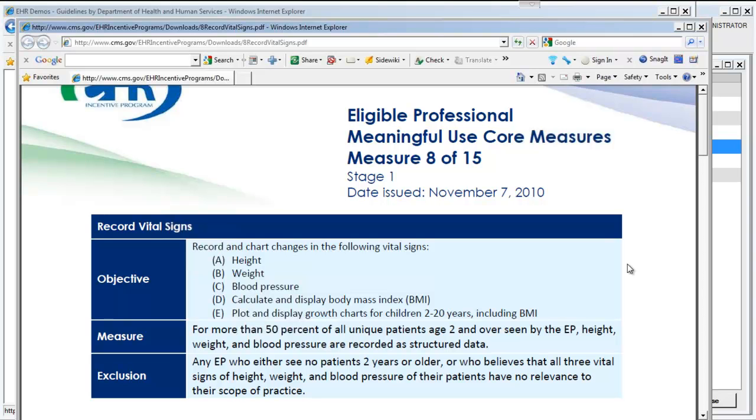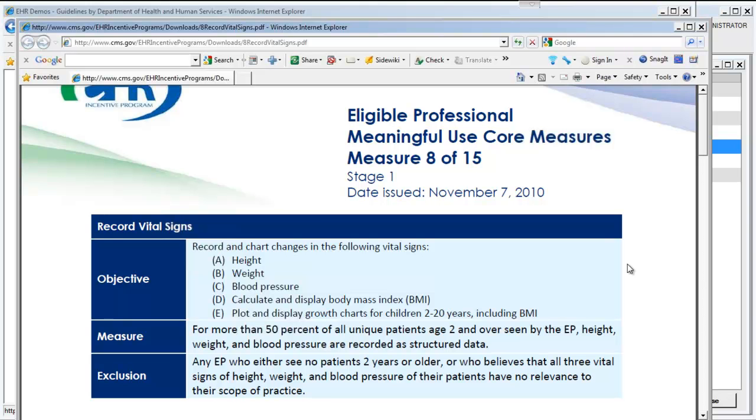This measure documents all 5 of these requirements, and they must be met for more than 50% of all unique patients aged 2 and over seen by the eligible provider. And the height, weight, and blood pressure data must be recorded as structured data.